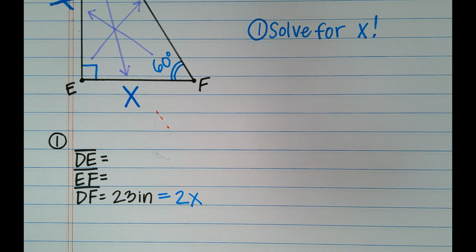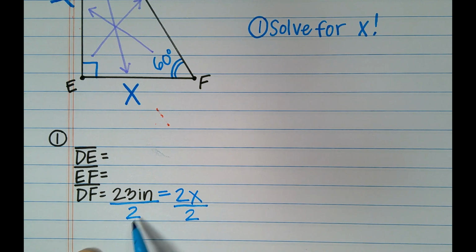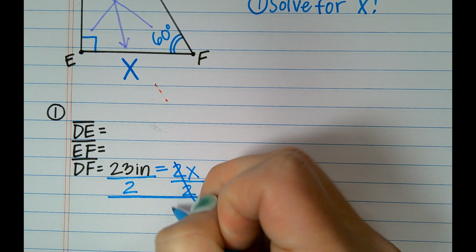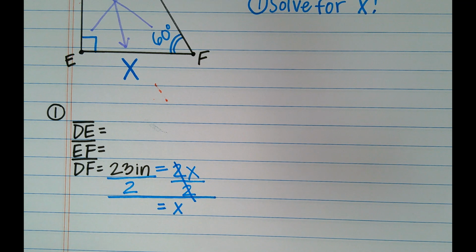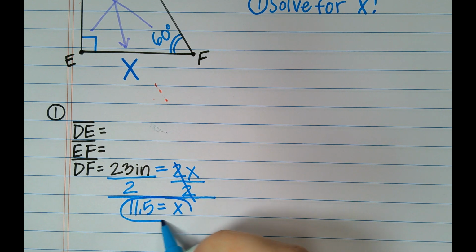Now, if I'm trying to solve for x, how will I do that? We want to get x by itself. Divide by 2. Good. On both sides. Those 2's will cancel and we will have x all by itself equals 23 divided by 2. 11.5, good. Okay, so we solved for x.